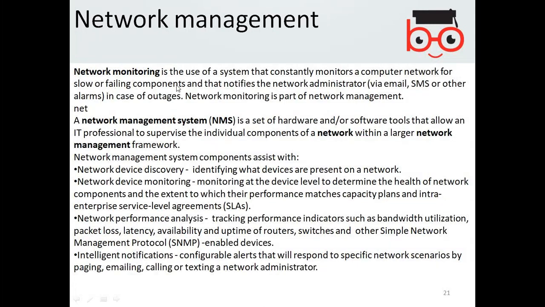Next is monitoring. Monitoring is basically the use of a system that constantly monitors a computer network for slow or failing components, and that notifies the network administrator via email, SMS or other alarms. So when you have a network, it needs to be monitored to check whether the network is stable, and if there is any missing connection in the network, it should be reported to the network administrator.